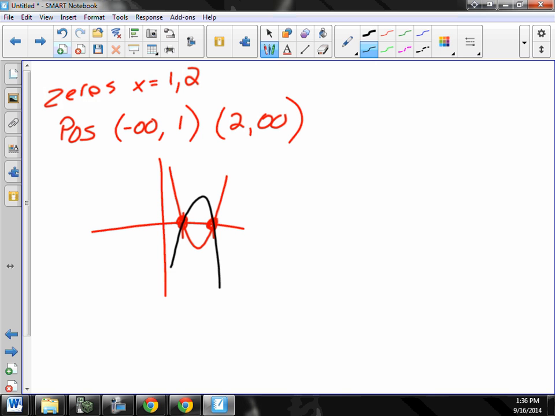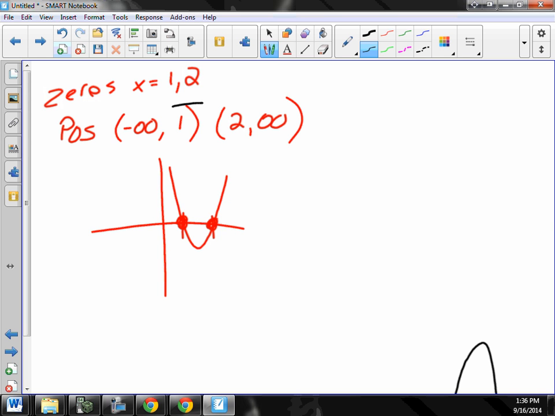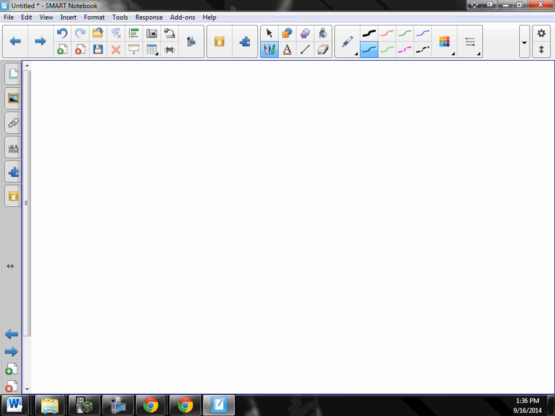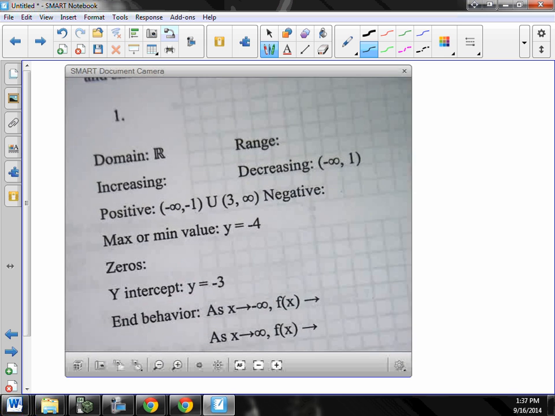So where would it be negative? We can get rid of that one. Where would it be negative? Well, it's going to be negative from there to there. 1 to 2 would be negative. Okay? All right, let's actually answer one that's on your assignment.